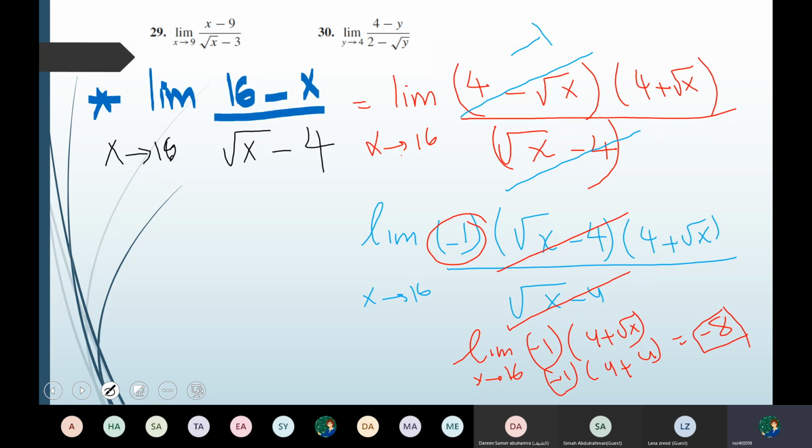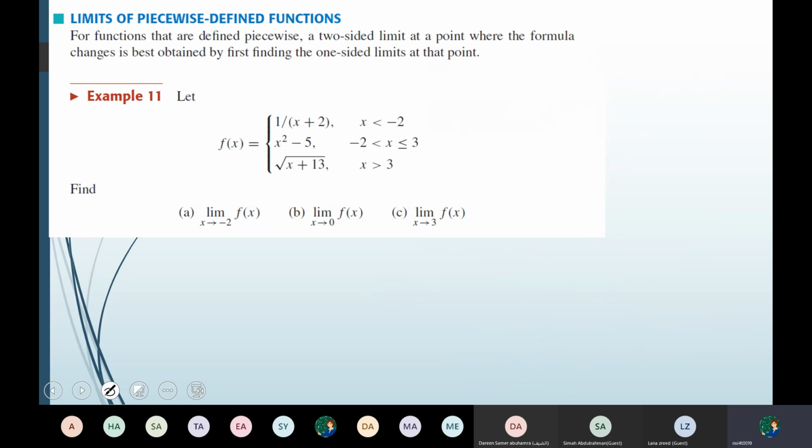Is it clear now? Yes, miss. Okay. Now let's talk about the limits of piecewise defined functions. For functions that are defined piecewise, a two-sided limit at a point where the formula changes is best obtained by one-sided limits. Okay, look at this one here.